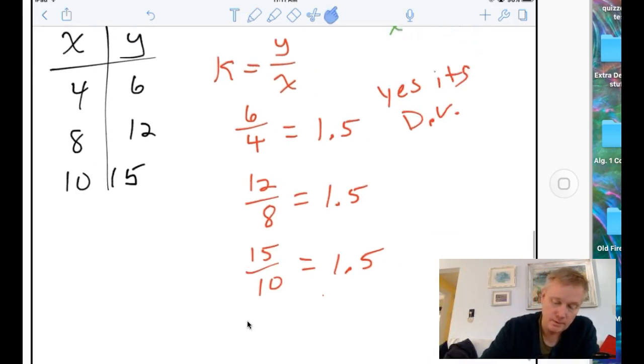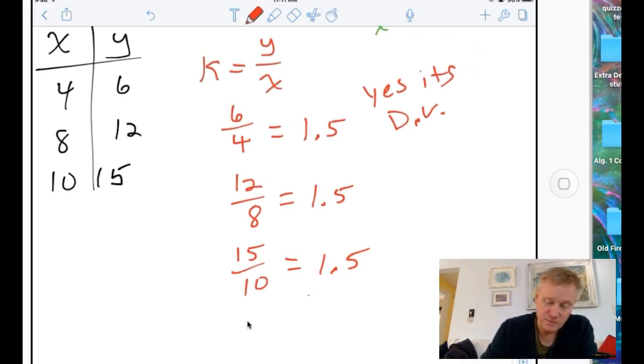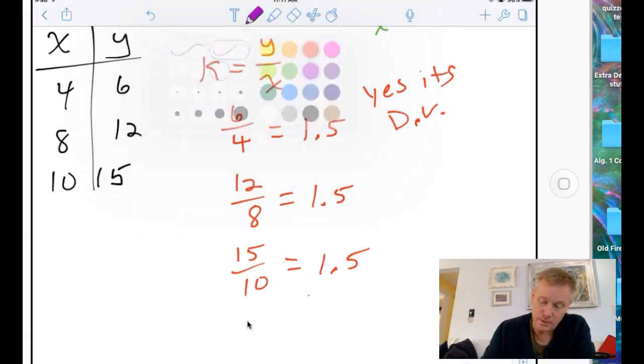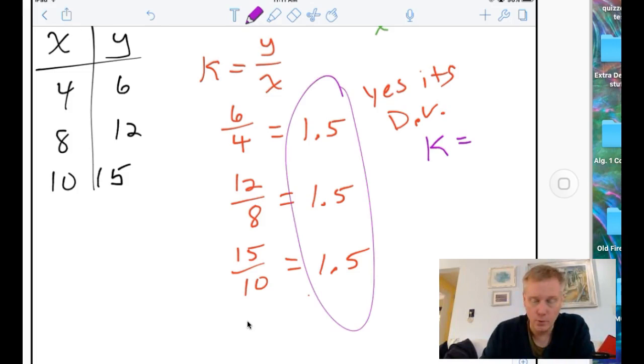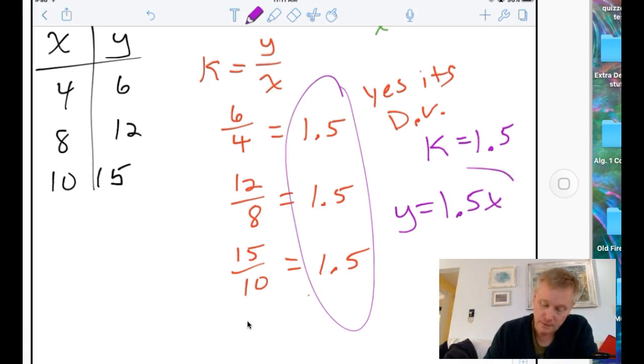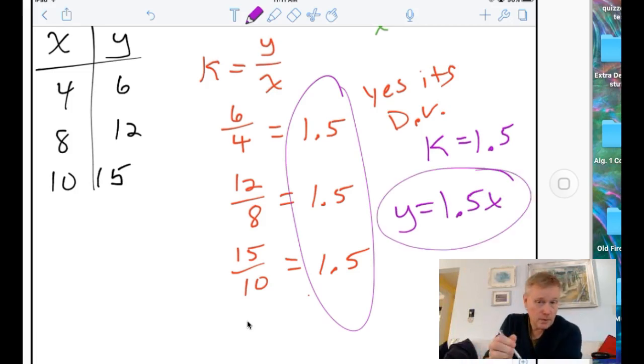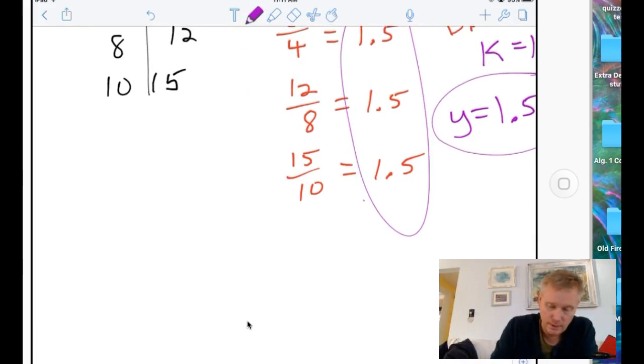And here's the step, one step bigger. They asked for the equation, which means I need k, and it's no surprise that k is 1.5. It's whatever that y divided by x turns out to be, just like when you plugged it in here. Which means the equation is y equals 1.5x. And there you go. If you have questions on that, bring it to class. I'm going to move on to the letter B, the last problem here.